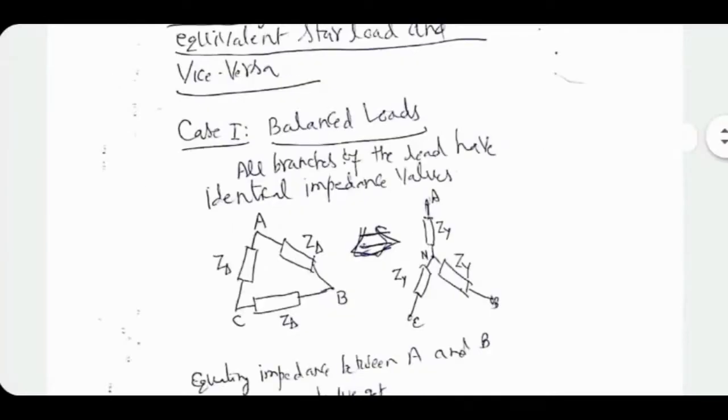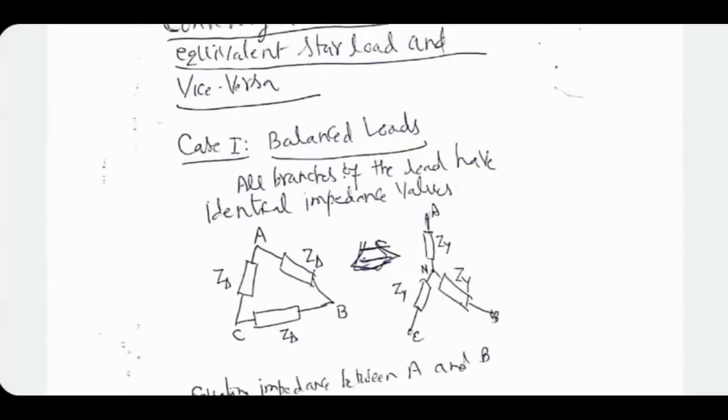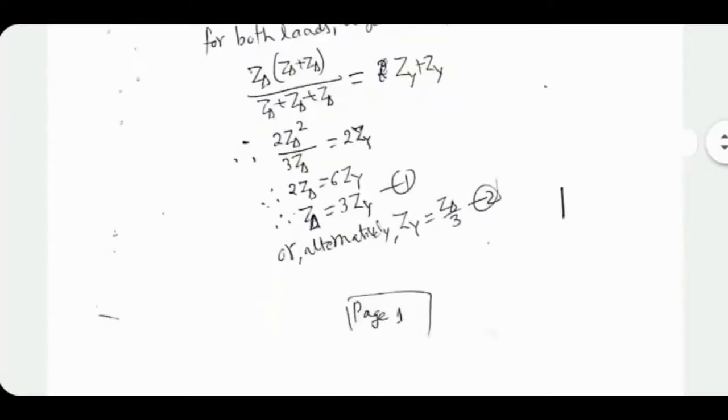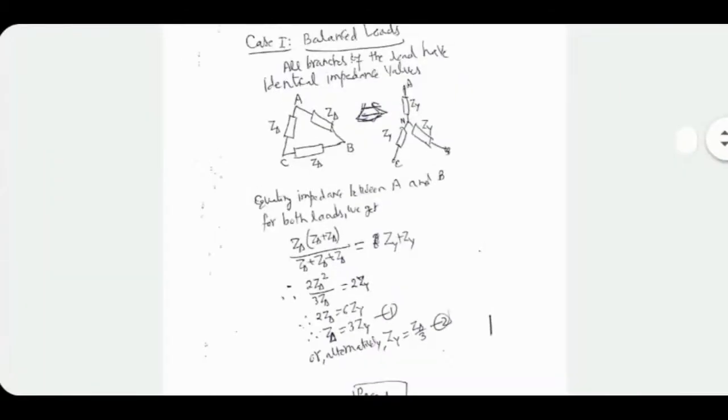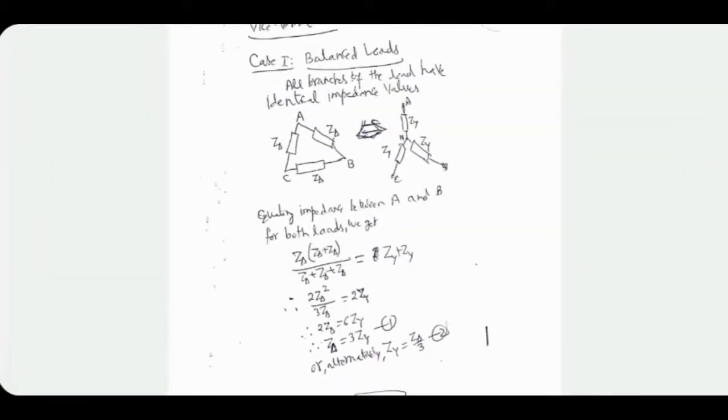So if I have three resistances connected in a delta configuration, and let's say each one has value 100 ohm, then the equivalent Y configuration will have three resistances whose value will be 100 divided by 3 ohm. As simple as that. Very easy calculation. This formula, equation 2, can be used both ways, converting from delta configuration to Y configuration or from Y configuration to delta configuration. The same formula works.